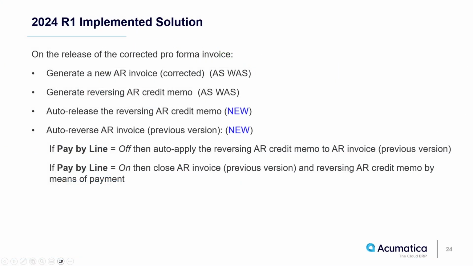To recap what we did with 24R1, the generation of the new accounts receivable invoice that was corrected remains the same, as does the reversing of the accounts receivable credit memo. But now we automatically release the reversing accounts receivable credit memo and auto-reverse the AR invoice. That functionality is new with this release, and it will very much help you streamline the workflow of those corrections.